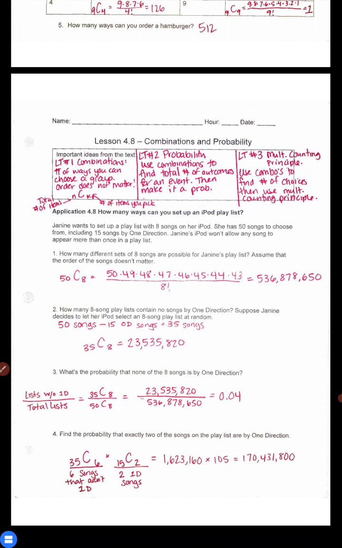So how do I know that this is a combination? Because it states the order doesn't matter. She doesn't care if a One Direction song comes on first or if it comes on last. So how many different ways could she build her playlist? Well, there are 50 total songs. She's choosing 8 of them. If you type that in your calculator, there are 536,878,650 different playlists she could build.